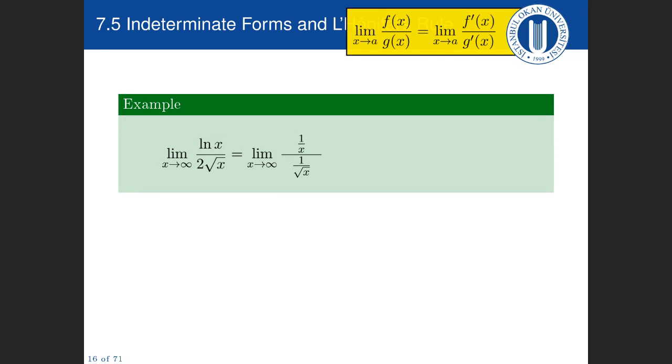We differentiate ln x to get 1 divided by x, and we differentiate 2 square root of x to get 1 divided by the square root of x. And this we're going to simplify like this. That's the square root of x divided by x, or 1 divided by the square root of x. And what is the limit as x tends to infinity of 1 divided by the square root of x? Of course, that's equal to 0.